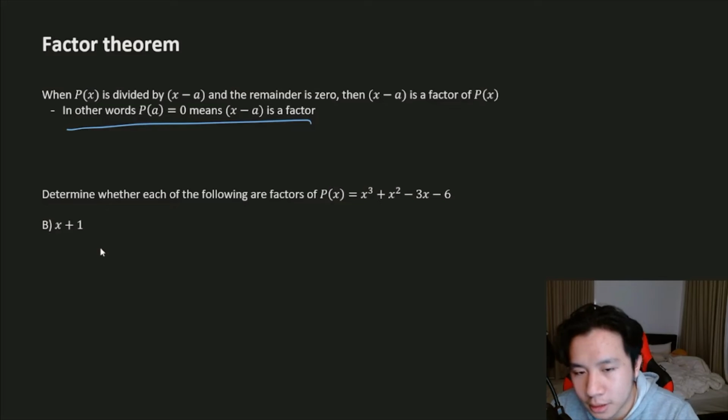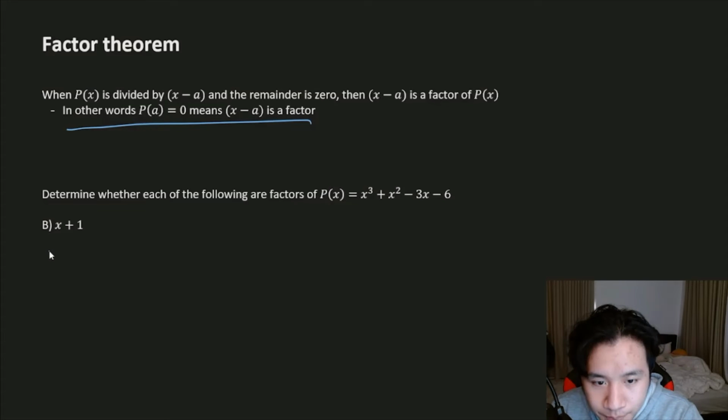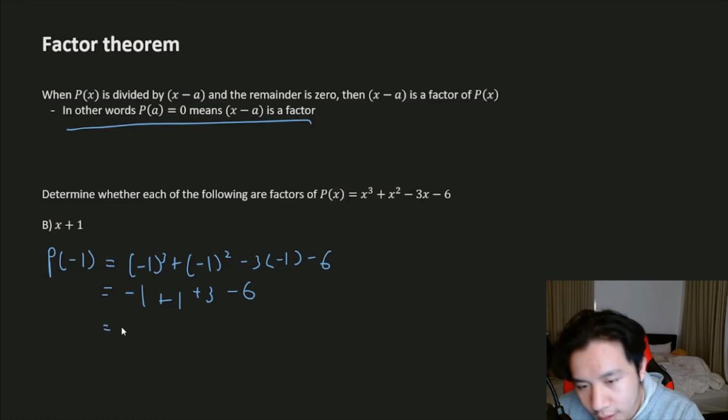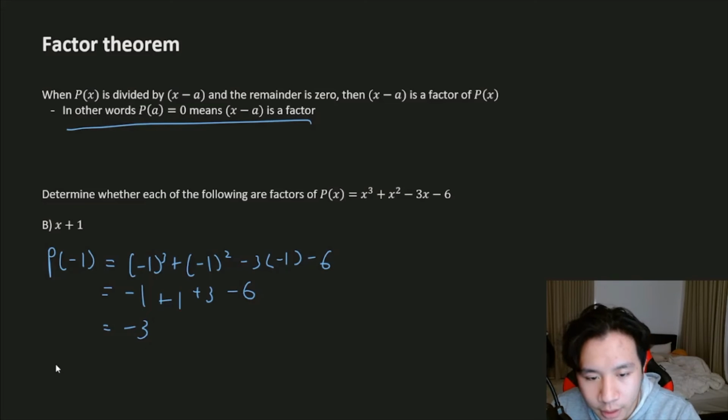All right, let's go through one more question. Here you want to sub in p of minus 1, because remember, the factor theorem uses x minus a, but here we have a plus. So we're going to be using minus 1, and you just sub in minus 1 into this polynomial. So that's minus 1 cubed plus minus 1 squared minus 3 times minus 1 minus 6. This is equal to minus 1 plus 1 plus 3 minus 6. Finally, you should get minus 3. Because this is not 0, x plus 1 is not a factor.